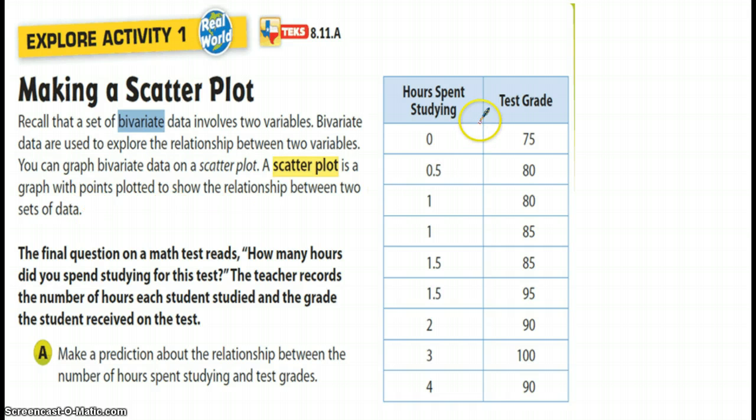So let's take a look at this particular data that we are presented with. The final question on a math test reads, how many hours did you spend studying for this test? The teacher records the number of hours each student studied and the grade the student received on the test. So here the author is asking us to make a prediction about the relationship between the number of hours spent studying and the test grades.